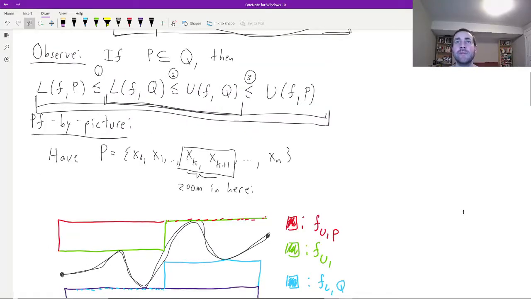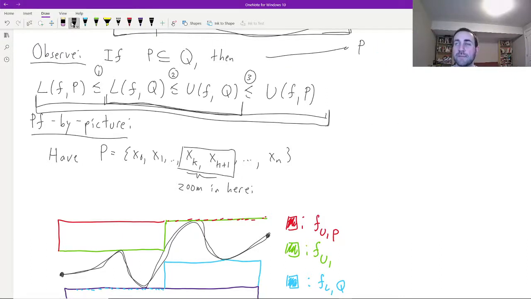We're going to continue and make a really important observation relating these upper and lower functions for different partitions. So here's the idea. If I have two partitions P and Q, and P is a subset of Q, all right, what does that really mean?